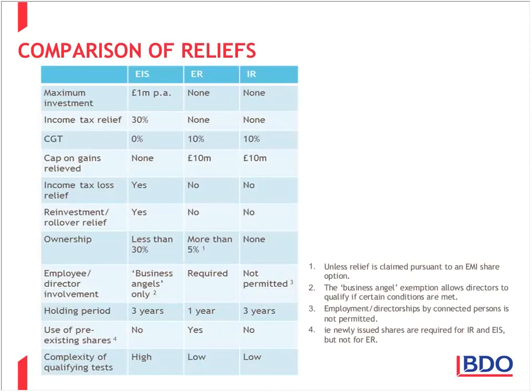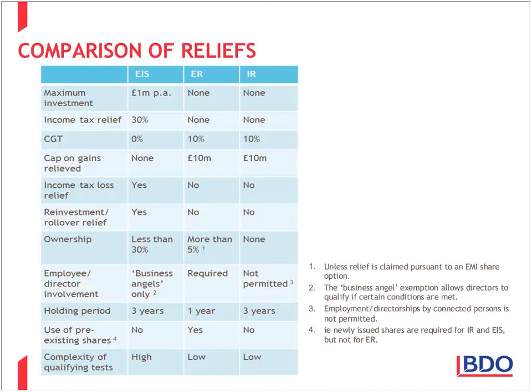So let's compare the reliefs then. I've compared EIS with ER and IR. Now EIS has a maximum investment limit of $1 million, the others don't have that. But EIS does have this income tax relief of 30%, which the others don't have. With EIS, there's an exemption on capital gains without any cap, so it's very generous, whereas ER and IR are both 10% CGT rate on the first 10 million of lifetime gains.